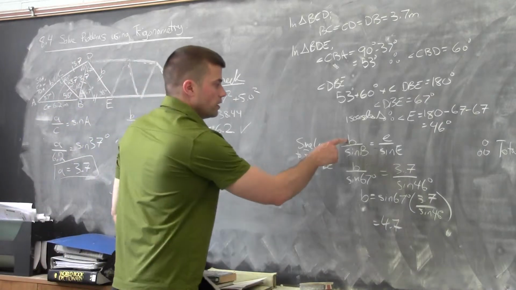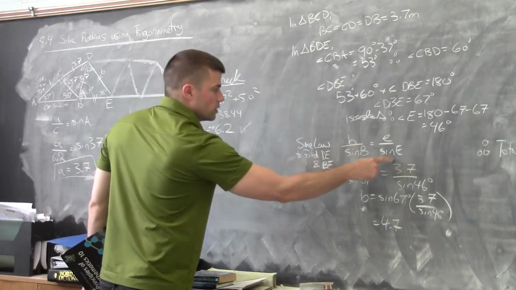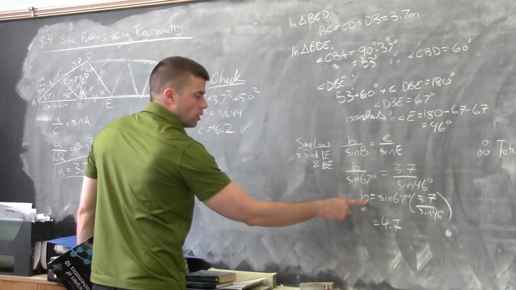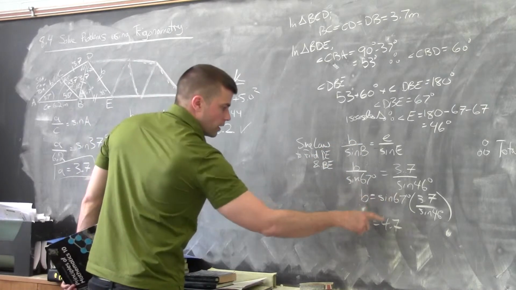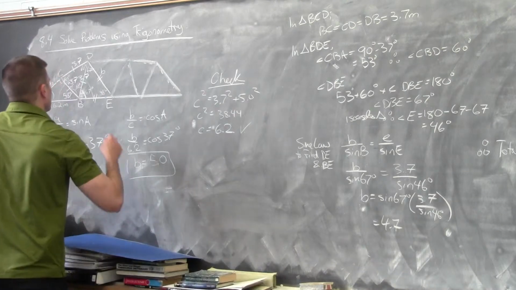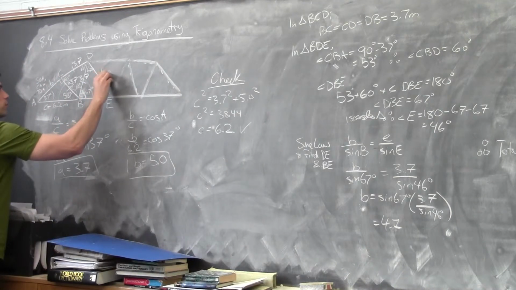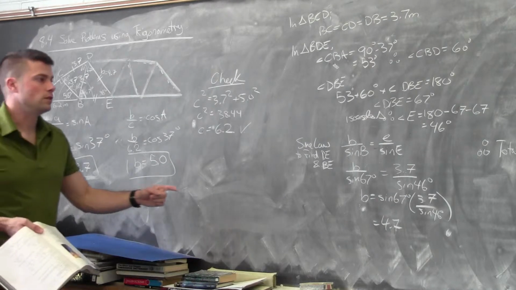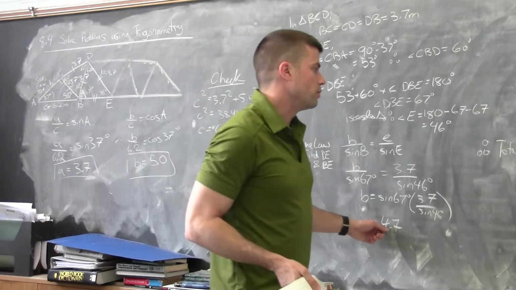So if I use sine law here, I say B over sine B is equal to E over sine E. I put the side length on top because that's what I'm solving for. And then I calculate that B is 4.7. So this length here is 4.7. Okay? That's simply using sine law. Very quick and easy. All right, so that gives my value of B.